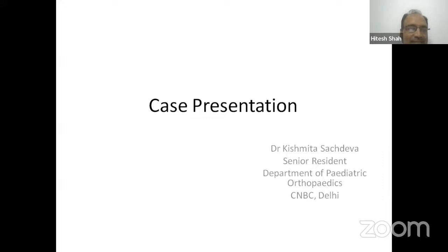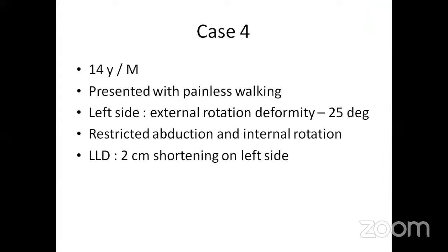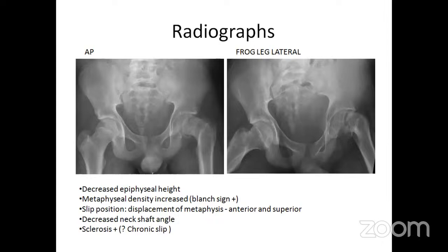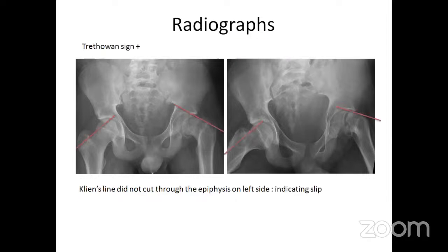Good evening, everyone. My case is a 14-year-old male who presented with a painless limp. On the left side, the external rotation deformity was 25 degrees with restricted abduction and internal rotation, and a limb length discrepancy at present of 2 centimeters of shortening on the left side. These were the AP and the frog leg lateral view of the patient, where we see a decreased epiphyseal height, the metaphyseal density to be increased. The slip position, the displacement of the metaphysis, is anterior and superior with a decreased neck shaft angle, and mild sclerosis is seen, which could be suggestive of a chronic slip.